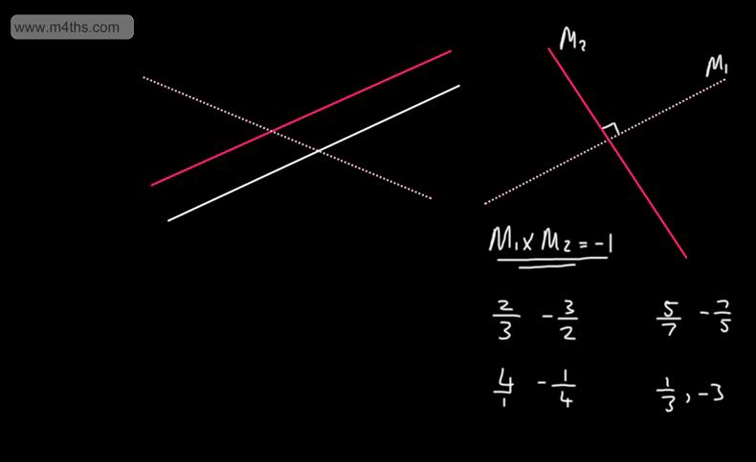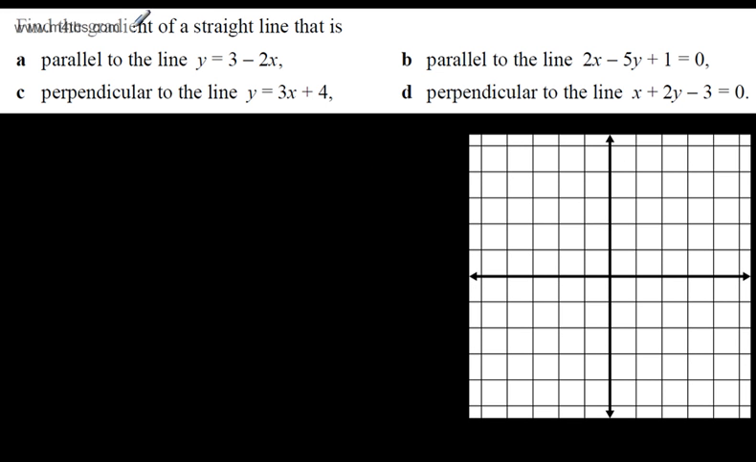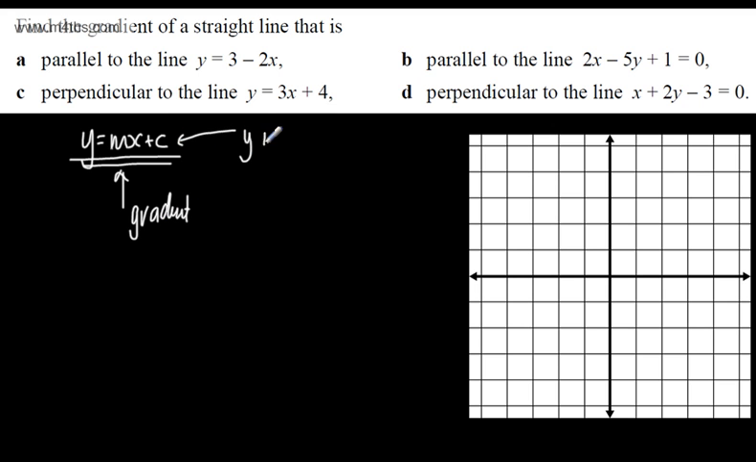Let's go ahead and look at answering some questions. So we're asked to find the gradient of a straight line that is parallel to the line y is equal to 3 minus 2x. The easiest way to do this is put them in the form y is equal to mx plus c. Once the equation of a straight line is in this form, we know that m is the gradient, and c is going to be the y-intercept, or the constant. So if I put this line in the form y is equal to mx plus c, y is going to be equal to negative 2x plus 3.